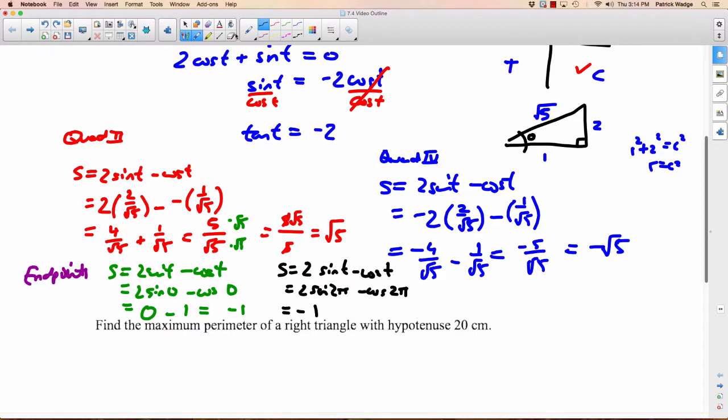So it's pretty obvious which one our maximum is. The biggest number of this, this, this, and this is this one. So this is our maximum displacement right here. What's smaller, negative 1 or negative root 5? Negative root 5, so this is our minimum displacement.